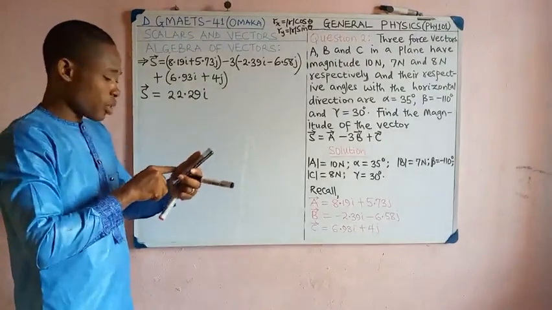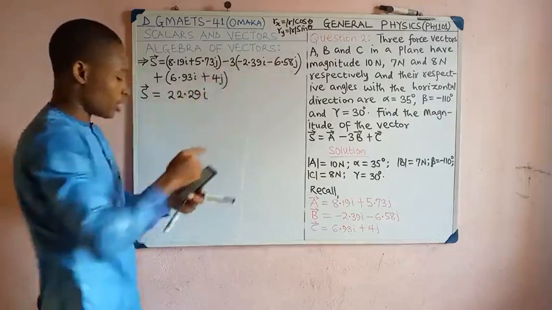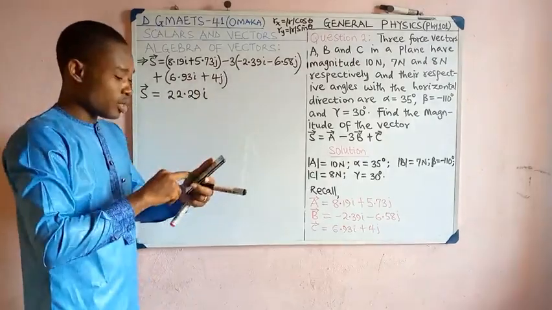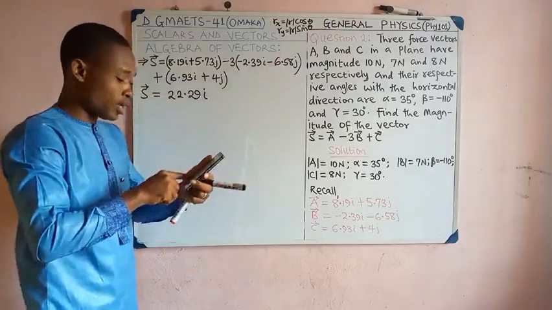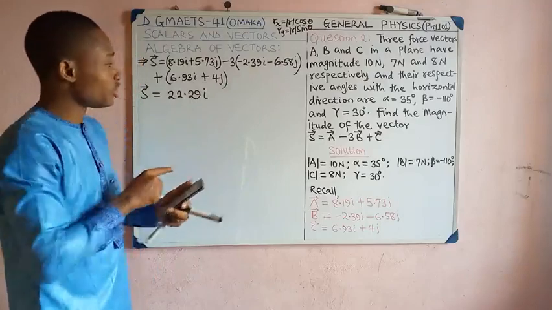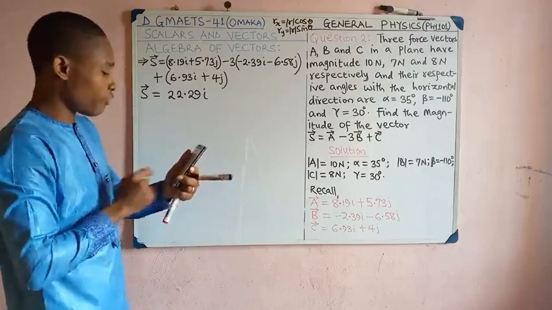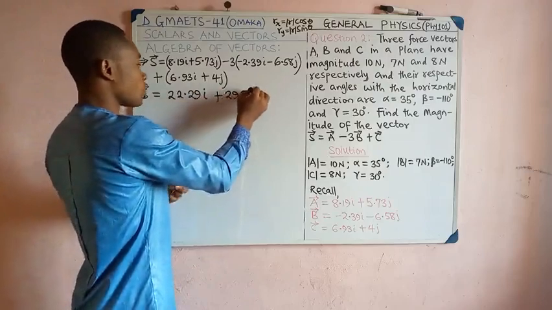Go back again and do the same for the y component. So that's going to be 5.73. Then come over here again, minus 3 times minus 6.58, because you need to change the minus, minus times minus gives you plus. So plus 3 times the y component, 6.58. Close, and then we're going to add it to the y component of vector C, which is 4. This gave me plus 29.47j.